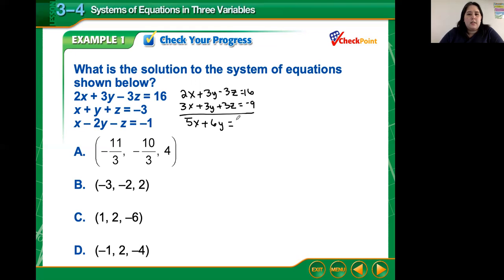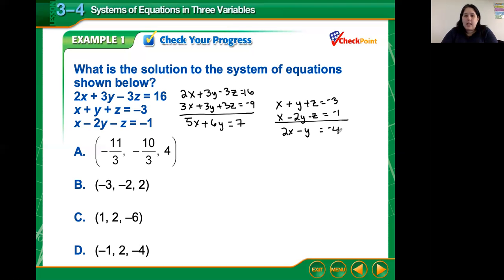And then I'm going to take the second equation, x plus y plus z equals -3, and I'm going to add it to the third equation, x minus 2y minus z equals -1. And when we do that, we're going to get 2x minus y equals -4.